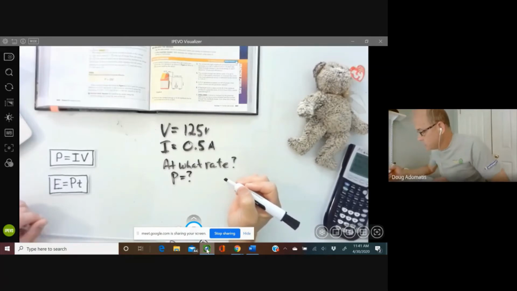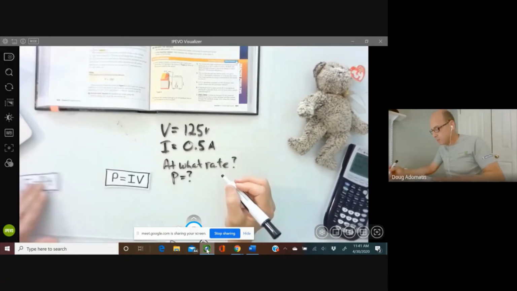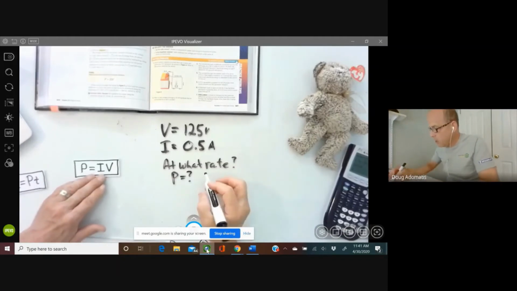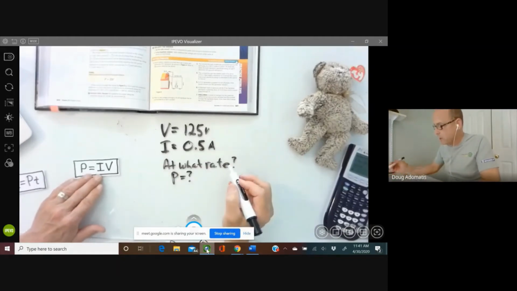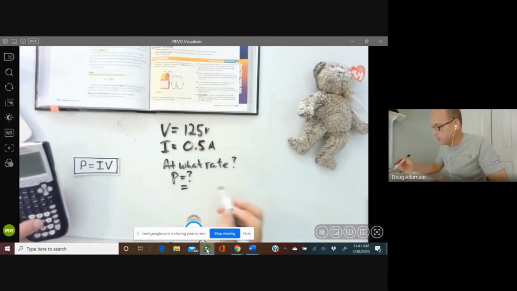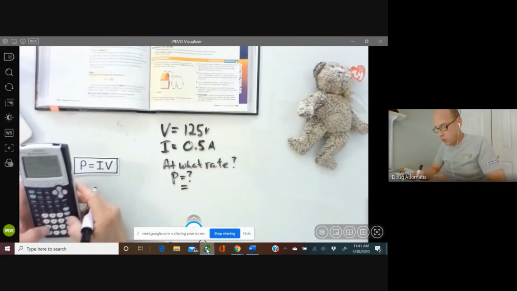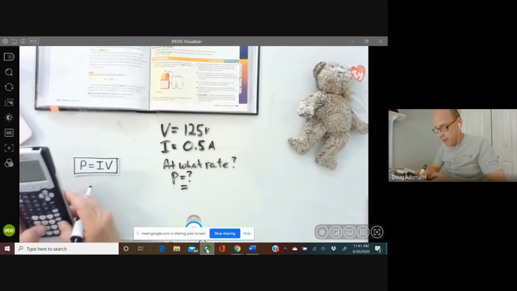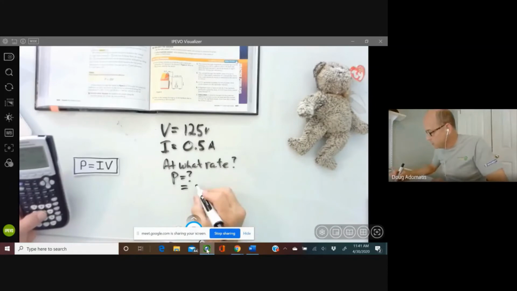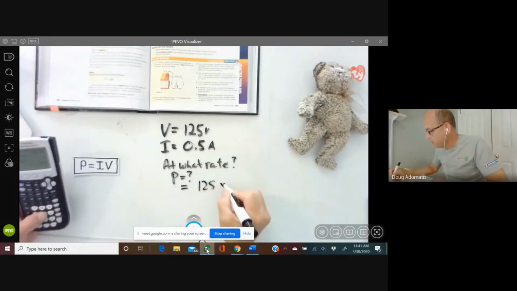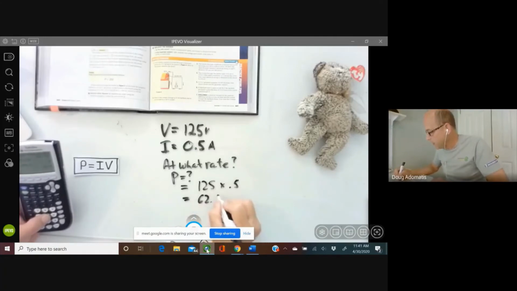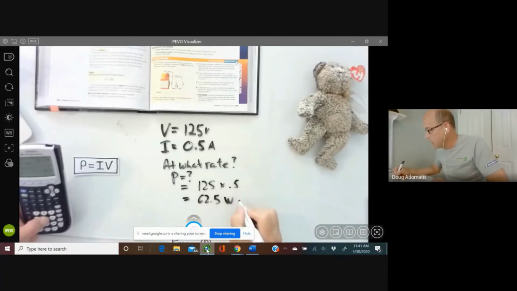Okay. Power. We do have a formula for that, which is equal to I times V. Oh, and good. That's what we're told, right? So that turns out to be a real simple problem, except they didn't explicitly tell us that we wanted power, right? So that would be 125 times 0.5. So 125 times 0.5 is equal to 62.5. And we are talking about watts.